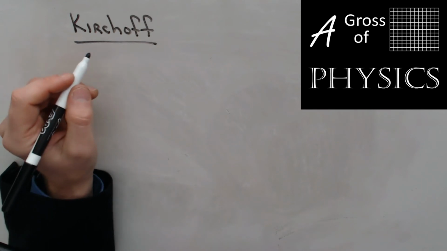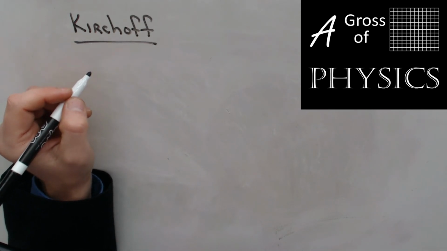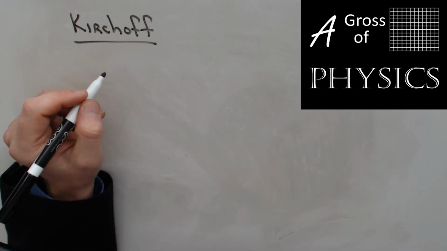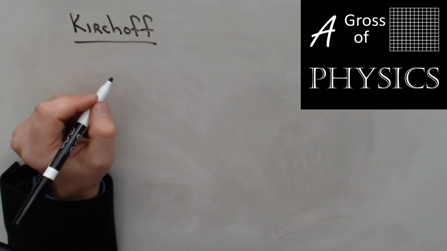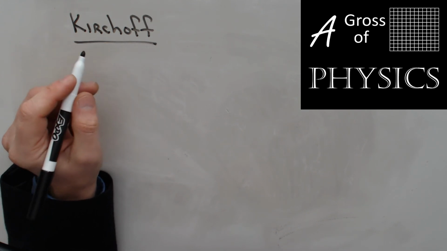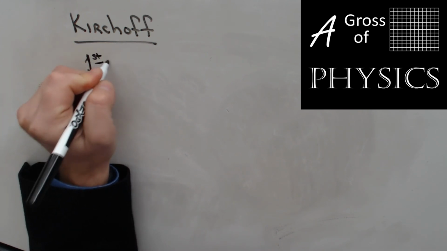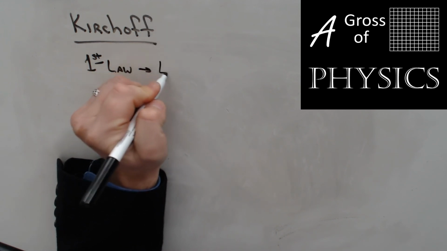Now, what we've been doing so far is looking at series and parallel circuits separately. And what we can have are complex circuits where some of the circuit is in series and some of the circuit is in parallel. And that's where Kirchhoff's laws come into play. There are two. Kirchhoff's first law is what we call the loop rule.